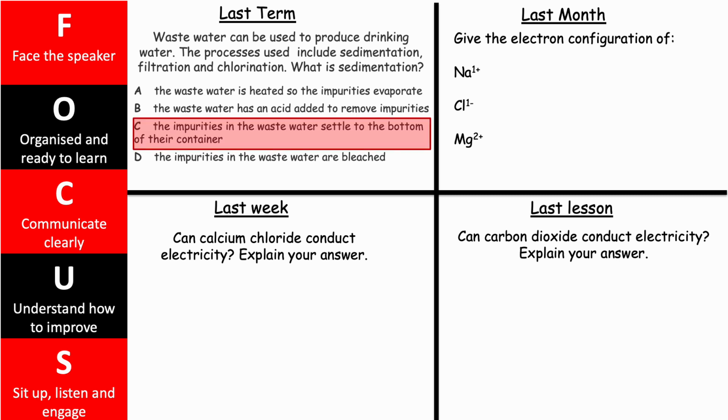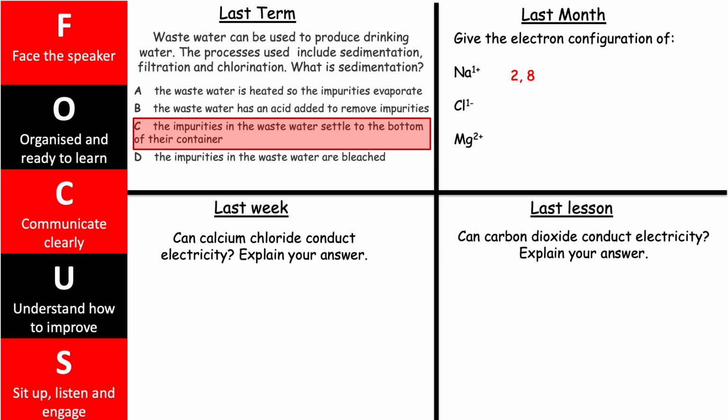You've then been asked to give the electron configuration of the following ions, and you do need to make sure you take into account the fact that they are all ions, so they have a charge. So sodium, we know, has 11 electrons, but sodium 1 plus must have lost an electron to form the +1 ion, so it only has 10 electrons. We know 2 of those 10 electrons can go in the first shell, which leaves 8 electrons to go in the second shell.